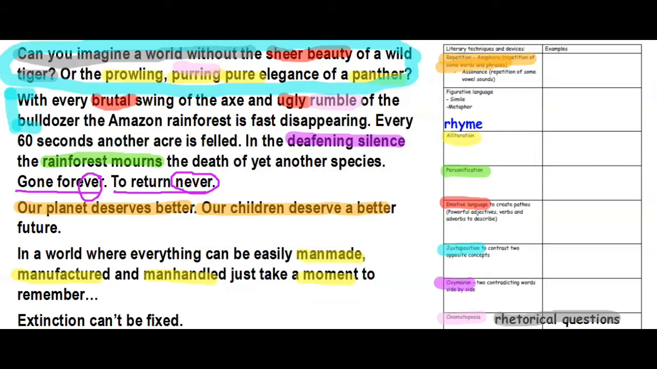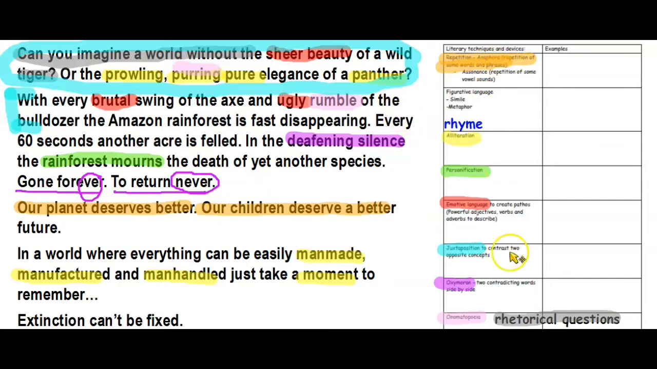Can you imagine a world without the sheer beauty of a wild tiger, or the prowling, purring, pure elegance of a panther? With every brutal swing of the axe and ugly rumble of the bulldozer, the Amazon rainforest is fast disappearing. Every 60 seconds another acre is felled. In the deafening silence, the rainforest mourns the death of yet another species. Gone forever, to return never. Our planet deserves better. Our children deserve a better future. In a world where everything can be easily man-made, manufactured and man-handled, just take a moment to remember, extinction can't be fixed.